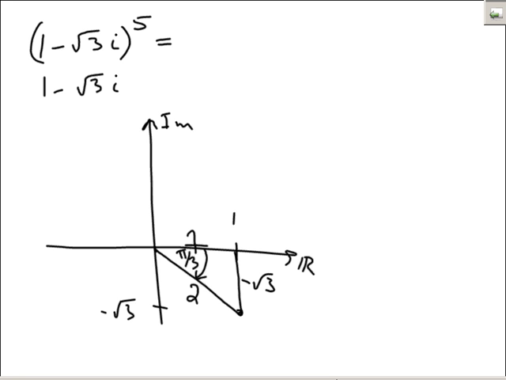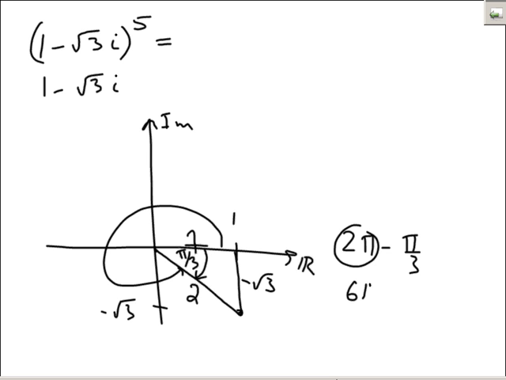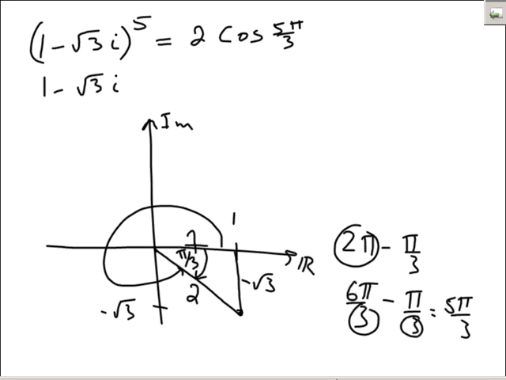So, in fact, why don't we just say that the angle is 2 pi minus pi over 3. So 2 pi is the same as 6 pi over 3. That way, the denominators are both the same, and we get 5 pi over 3. Why don't we use that angle? So we know it's r times CIS 5 pi over 3, cosine 5 pi over 3 plus i times sine 5 pi over 3. The reason I want a plus in the middle is DeMoivre's theorem has a plus in the middle. Okay, now all of this needs to be raised to the 5th power.